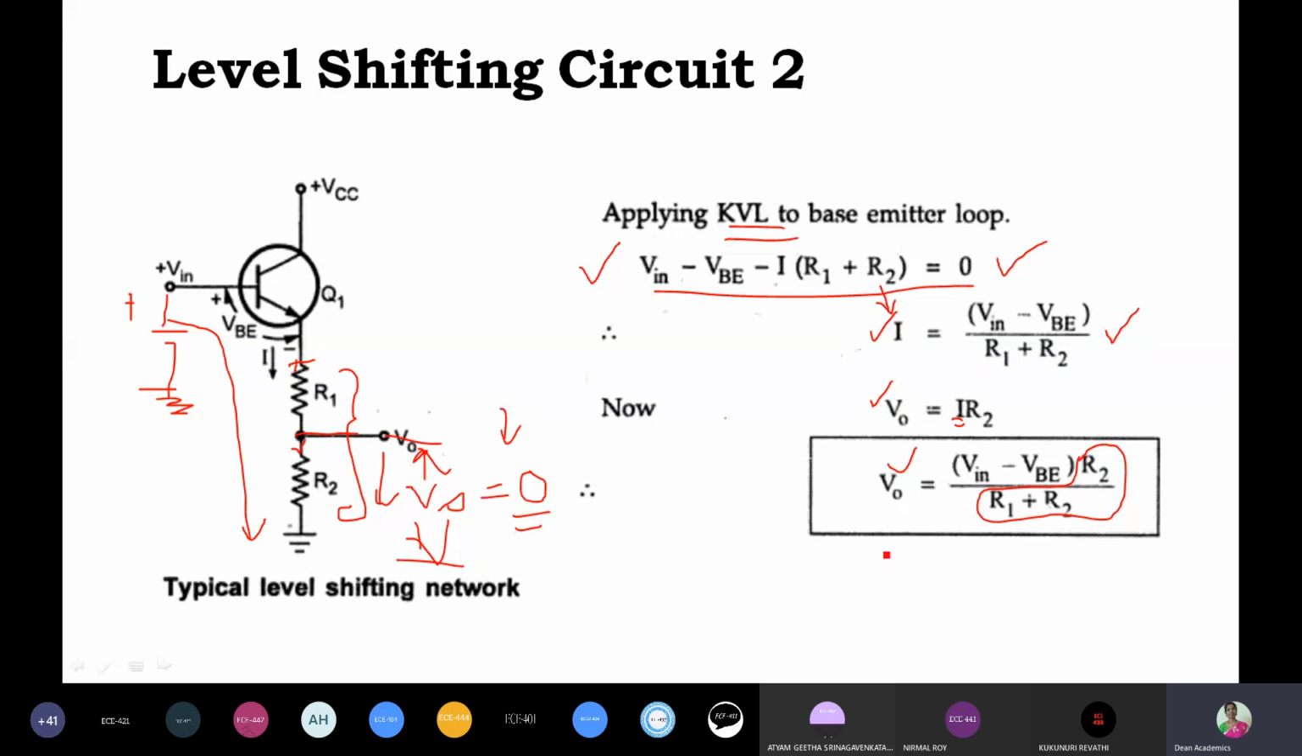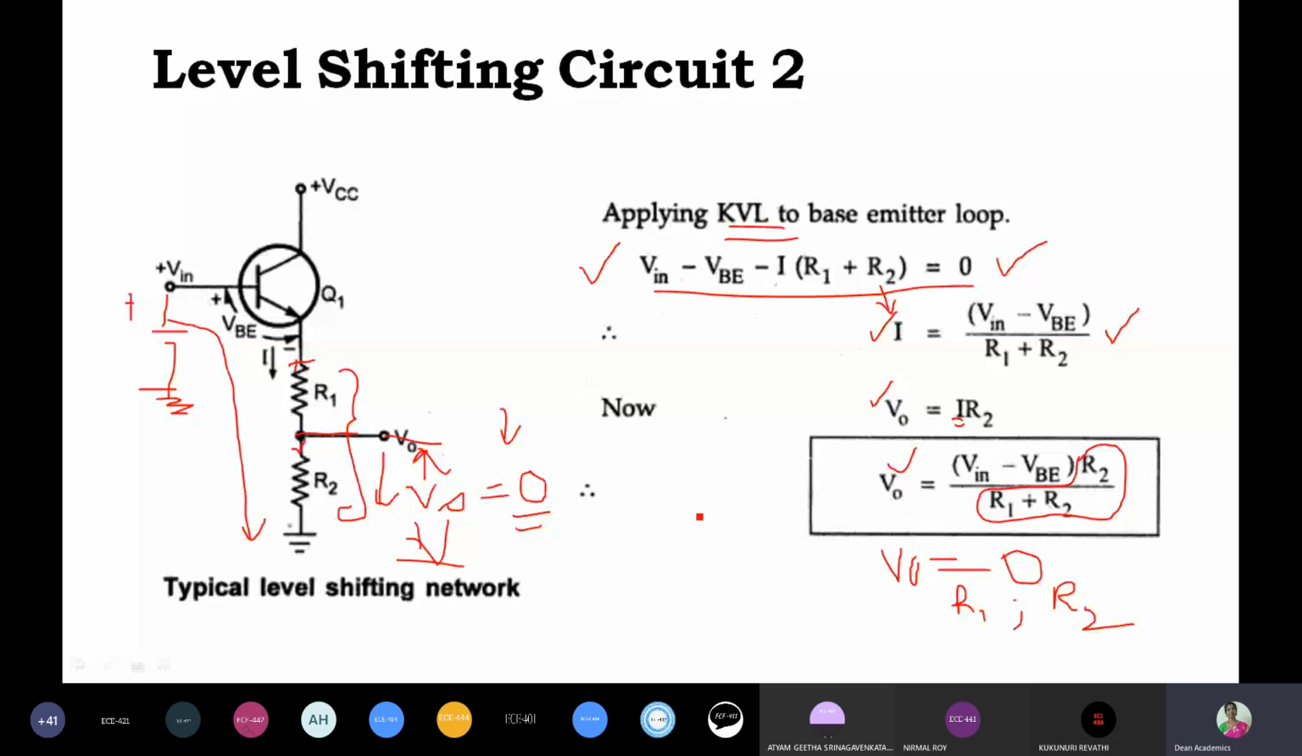That means V0 can be made 0 by proper selection of R1 and R2. So our aim is to make V0 zero. What is this V0? It is the DC output voltage, right?